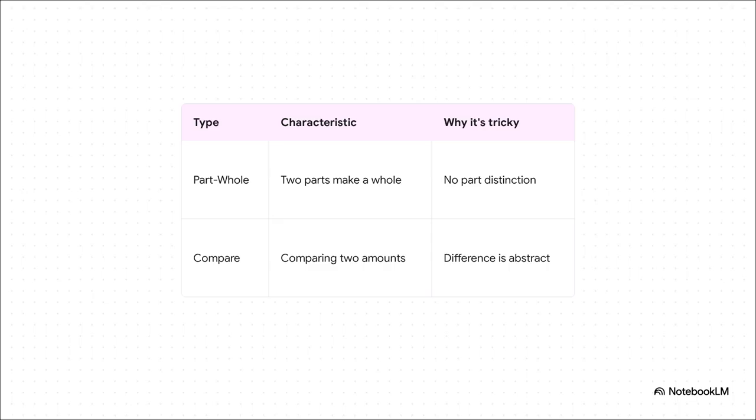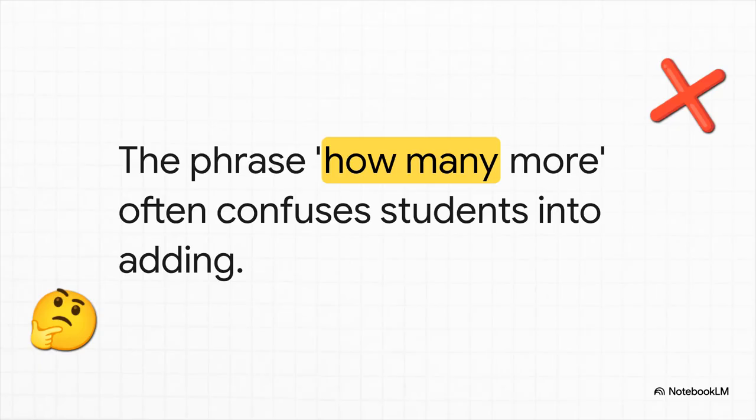And what makes compare problems incredibly tricky is that the third amount, the actual difference between them, doesn't physically exist. It's a highly abstract concept for a young learner to grasp. And speaking of tricky concepts, here's a surprising fact.